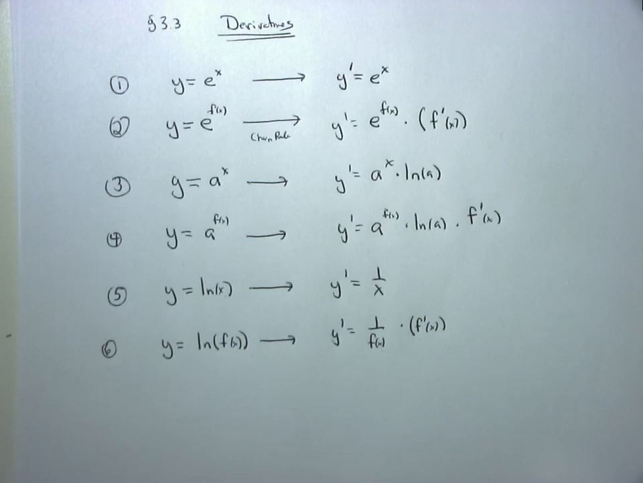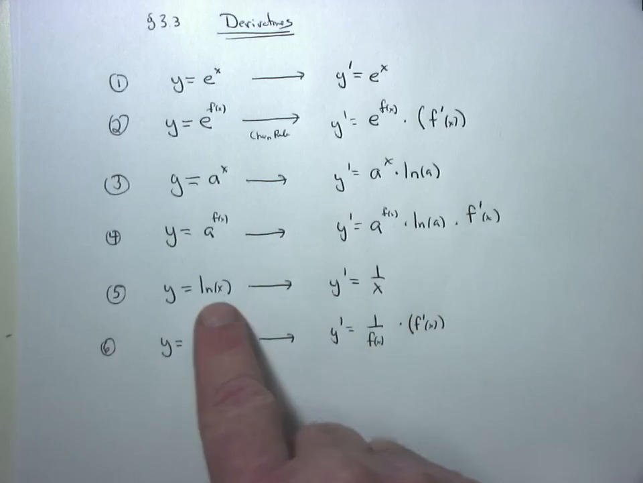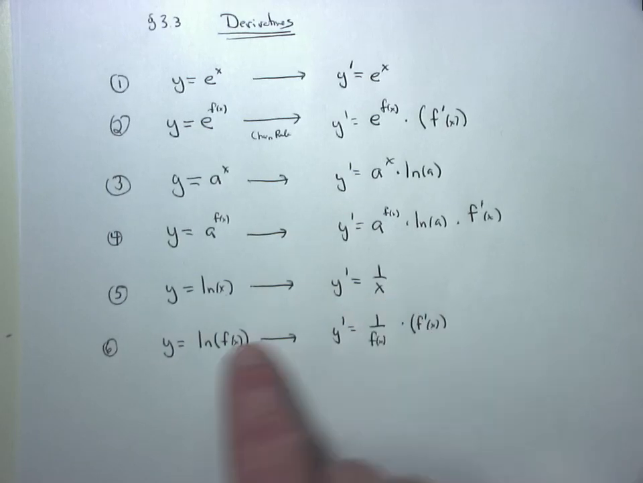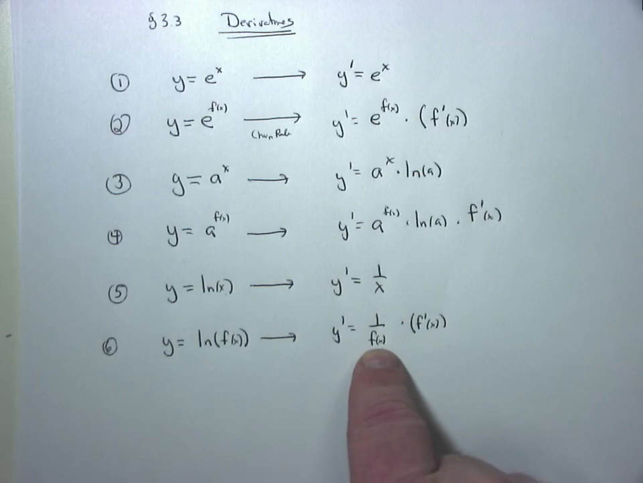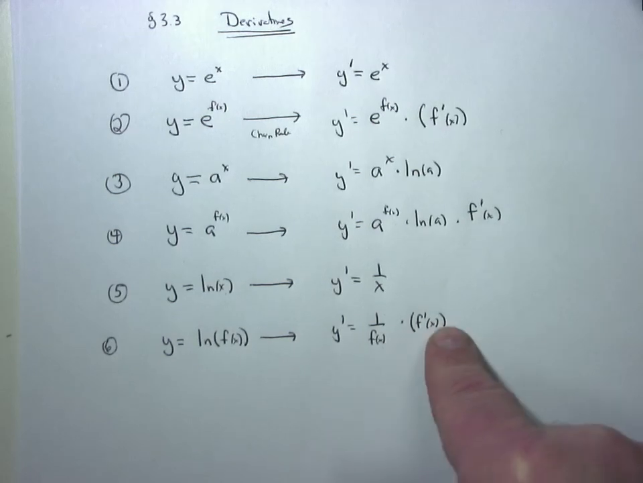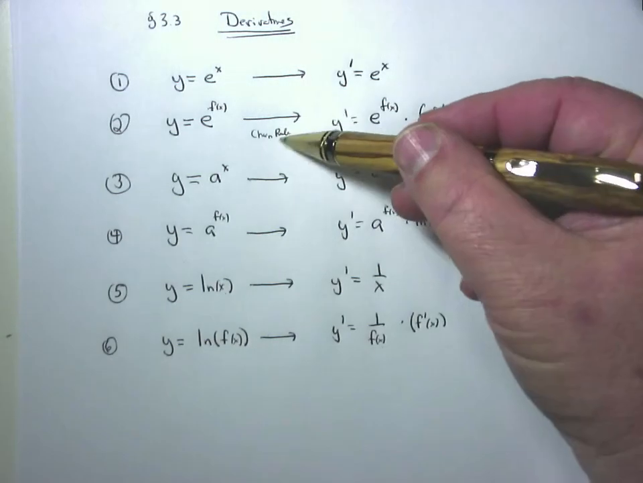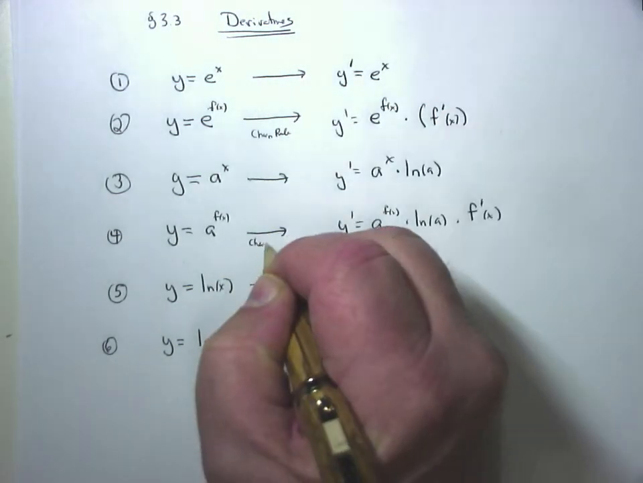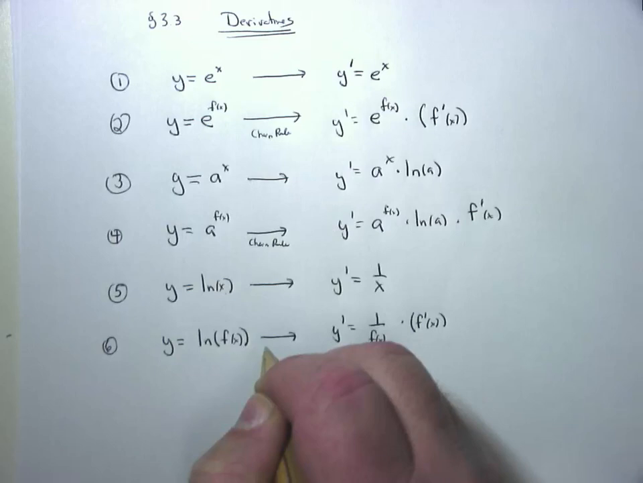What is the pattern on taking the derivative of a natural log of somebody? It's the 1 over. Derivative natural log of x is 1 over x. Derivative natural log of function is 1 over the function. But then chain rule times the derivative of the inside. That's all coming from the chain rule. So this is the chain rule version. Here's the chain rule version. And this is the chain rule version.